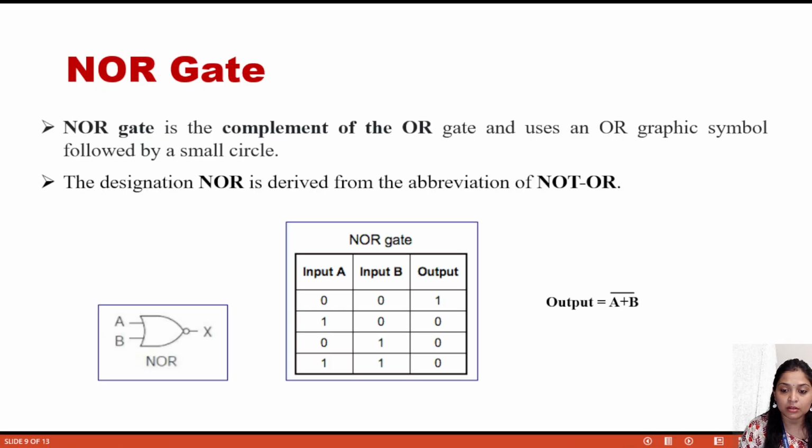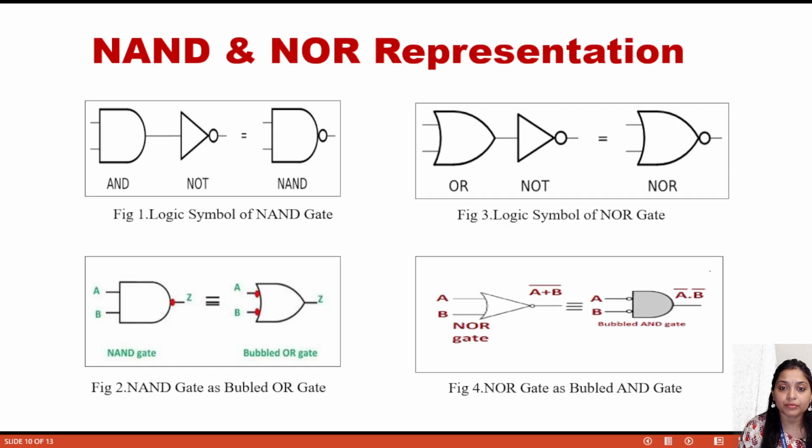Okay, now coming to the lecture. This is actually the representation of the NOR gate. So you can say NOT and OR. Next, I have already said the NAND and NOR representation, that means AND plus NOT is actually NAND. Just before the AND gate, if I add a NOT gate, then it will be represented as a NAND gate. Same as before the OR gate, if I add a NOT gate, we can represent it as a NOR gate.